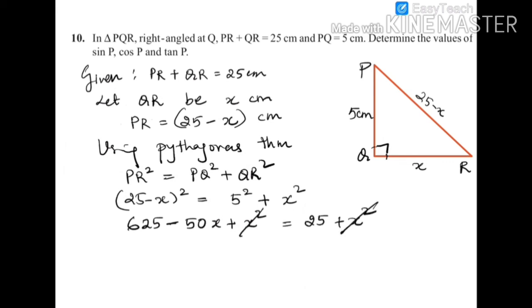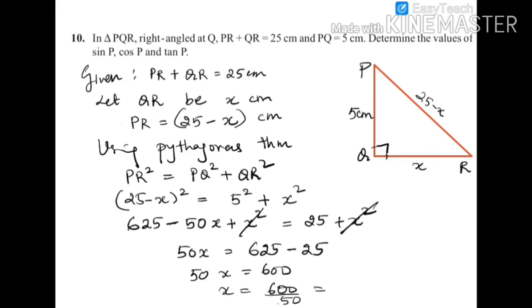So x square and x square gets cancelled. We get 50x equal to 625 minus 25 by rearranging the terms of the equation. So 50x is equal to 600, or x is equal to 600 upon 50, which is 12 centimeters. So QR is equal to 12 centimeters and PR will be 25 minus 12, that is 13 centimeters.